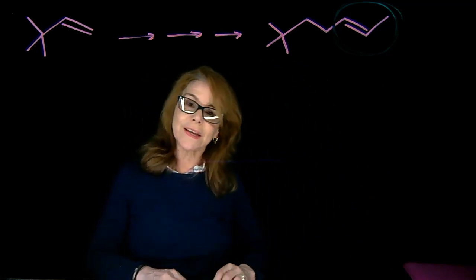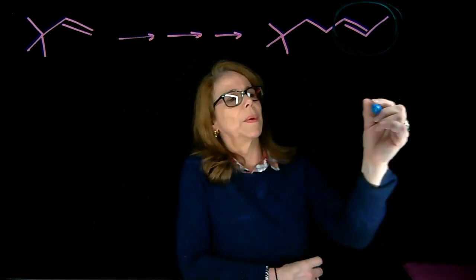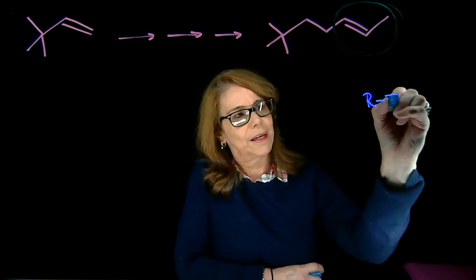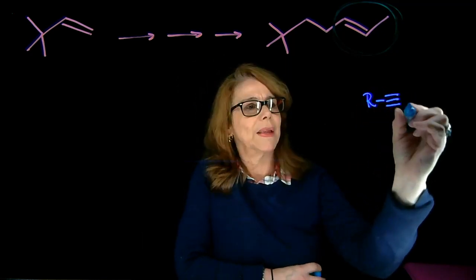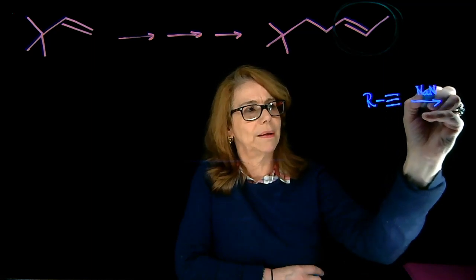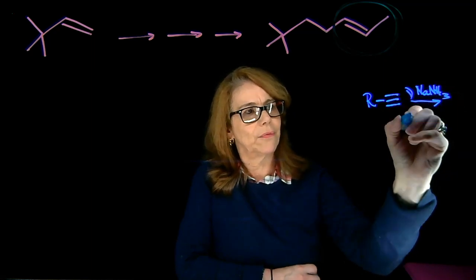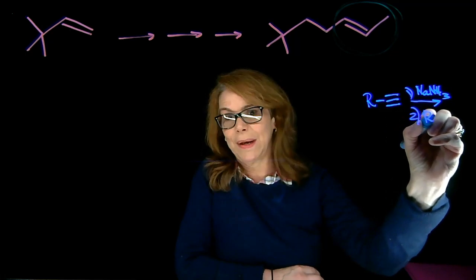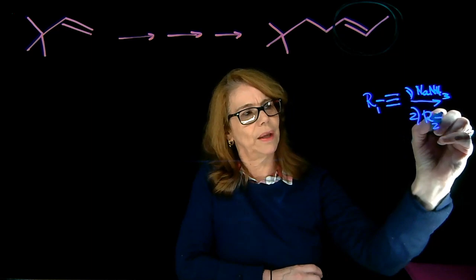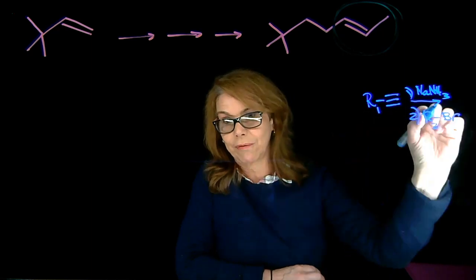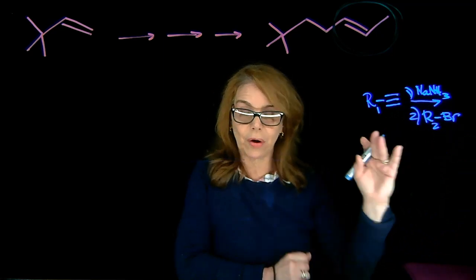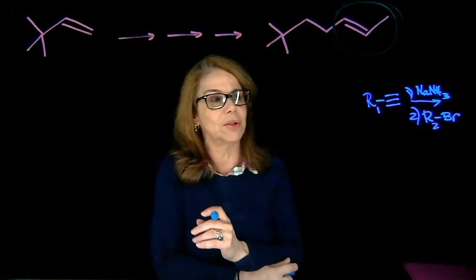One strategy could be using something that we have used before, which is having a terminal alkyne, and then we treat it with sodium amide, and we follow with another alkyl chain. Let's call that R1 and this R2 and some halide so that we have a good leaving group. So that would be the schema, the idea of an alkylation reaction.